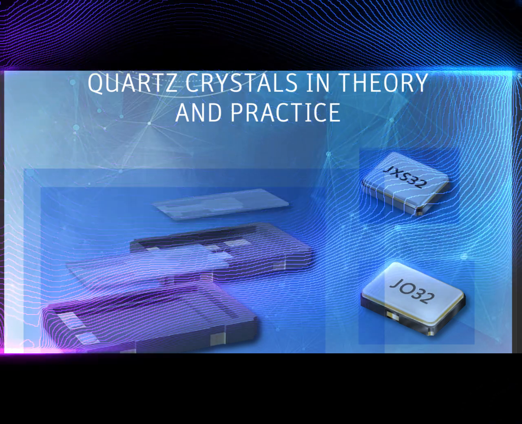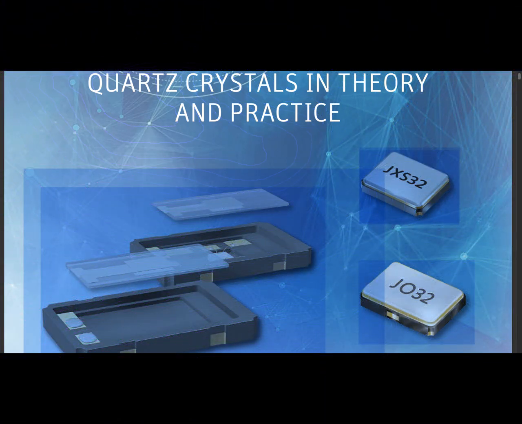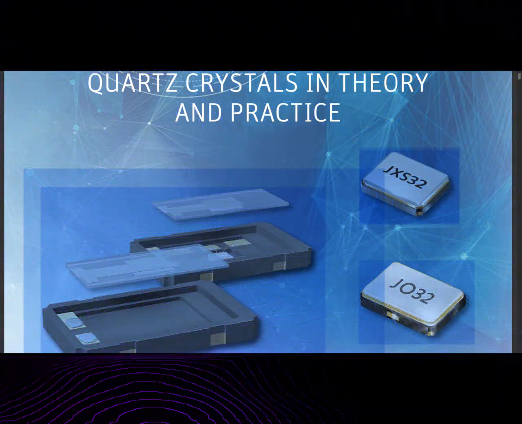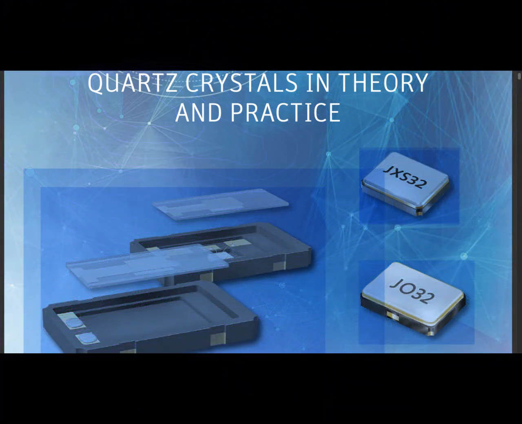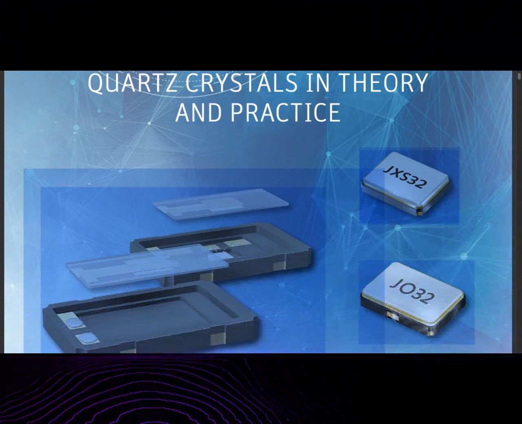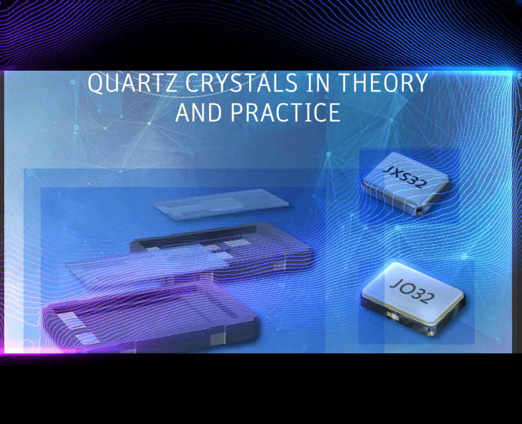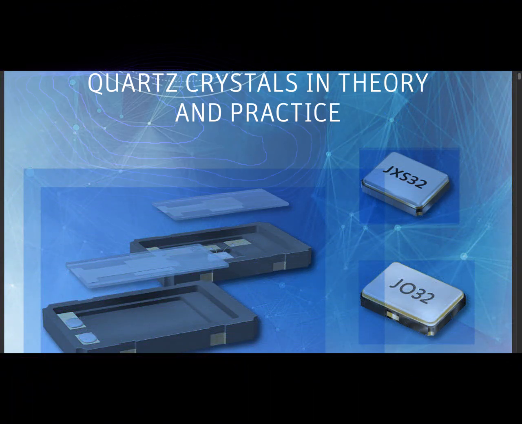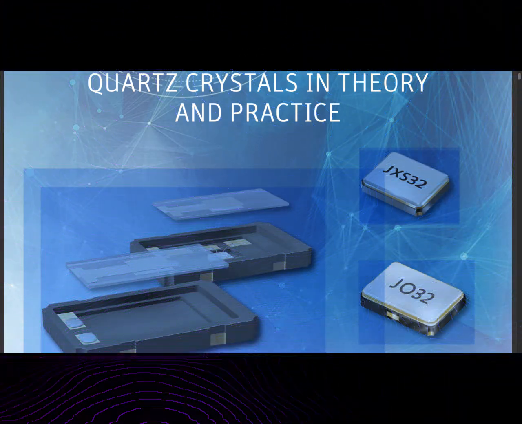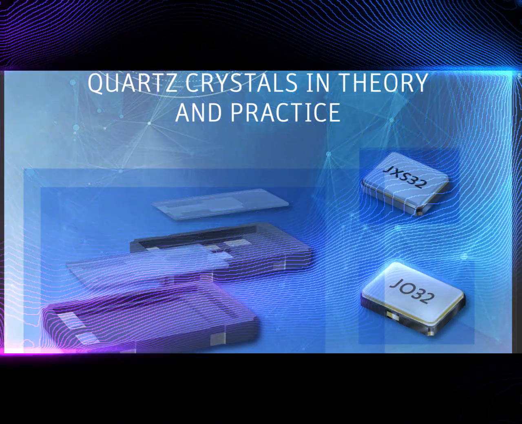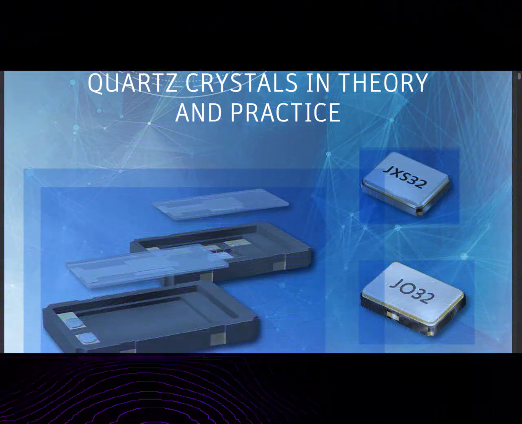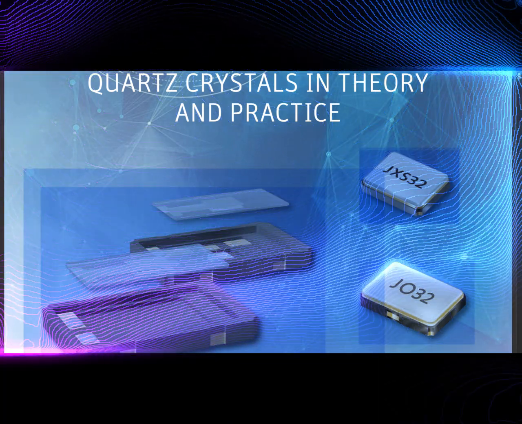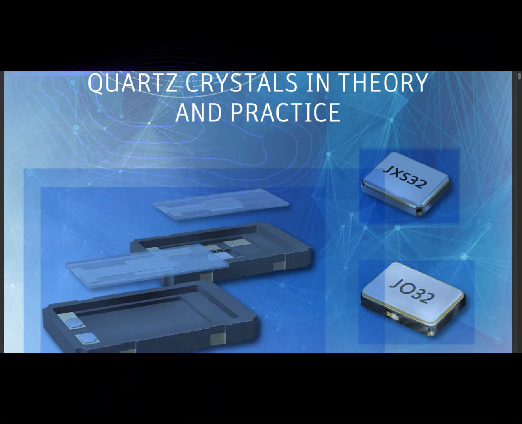To stimulate the flexural resonant mode by the piezoelectric effect, the tuning fork resonator must be cut from the crystal bar at a different cutting angle. The resulting characteristic of the resonant frequency over temperature for this special cutting angle used for tuning fork crystals shows the shape of an inverted parabola.